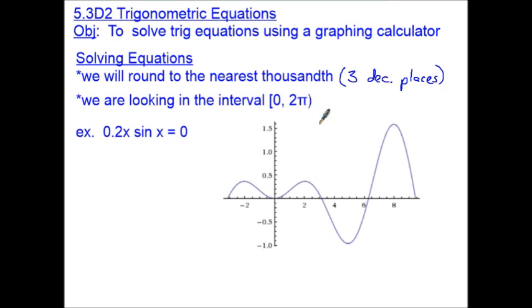Okay, and then we're looking in the interval from 0 to 2 pi. Again, the bracket on the 0 means we're going to keep it if it's actually dead on 0, and the 2 pi with a parenthesis means we're not going to keep it if it's exactly 2 pi. So here's an example where some of that happens.